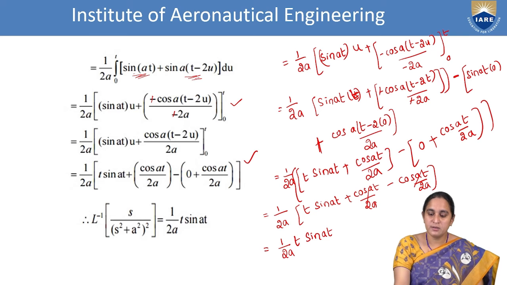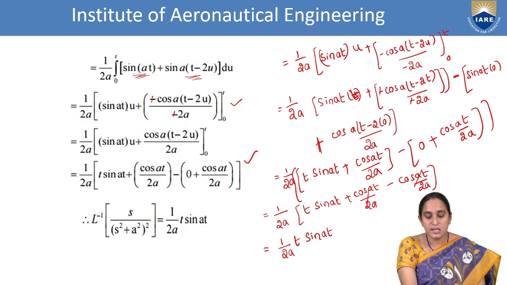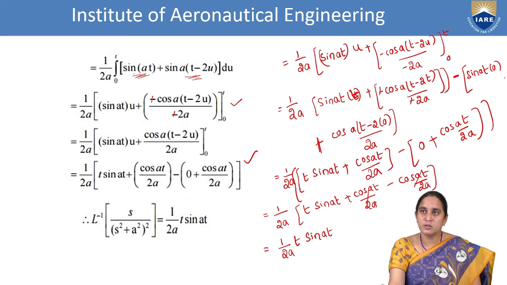Is there any confusion here? Once again, I'll explain. Here, 1 by 2a into sin at into t, plus, here minus minus cancel. That's why here we got plus. That means 1 by 2a into sin at of t plus cos a of (t minus 2t) by 2a, minus sin at of the lower limit, that is 0. Here plus only, not minus. By mistake I wrote it wrongly, that is plus cos a of (t minus 2 of 0) by 2a.